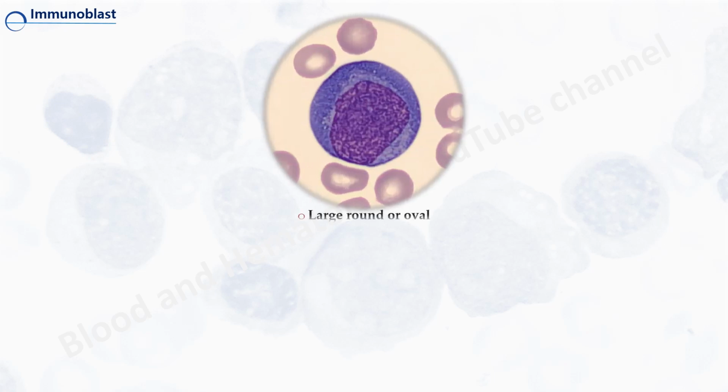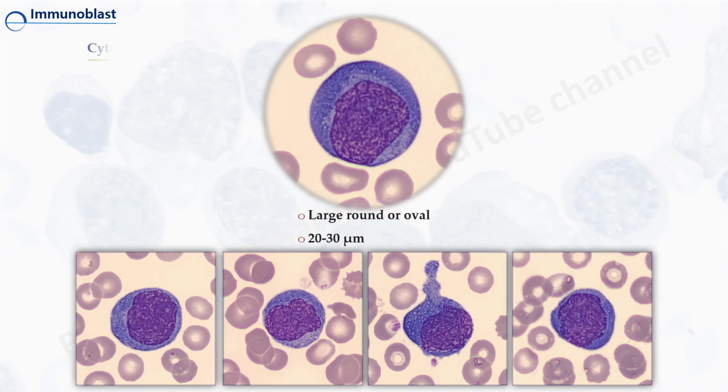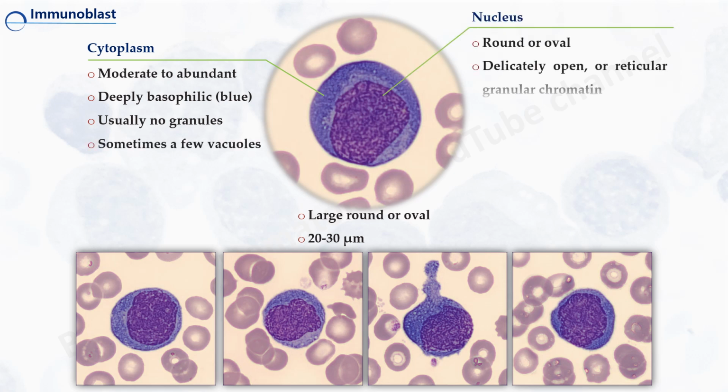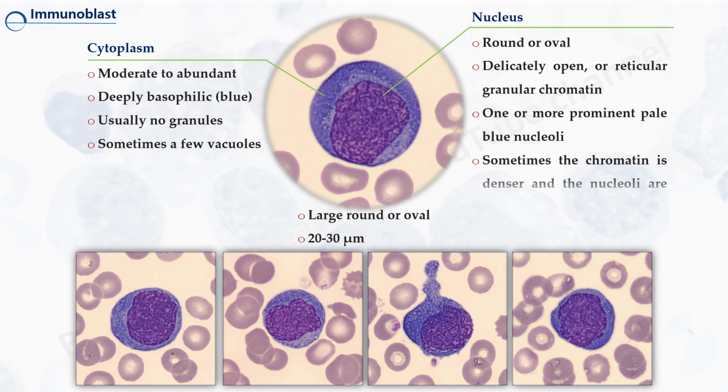Immunoblast is a large round or oval cell, around 20 to 30 micrometers in diameter. The cytoplasm is deeply basophilic, usually non-granular, and sometimes there are a few vacuoles. The nucleus is round or oval with delicately open, or reticular granular chromatin, in which there are one or more prominent pale blue nucleoli. Sometimes the chromatin is denser and the nucleoli are not visible.